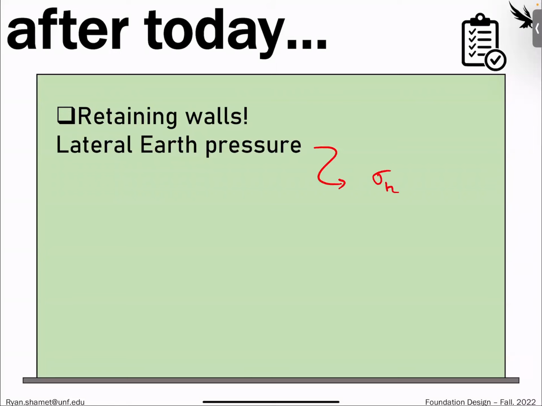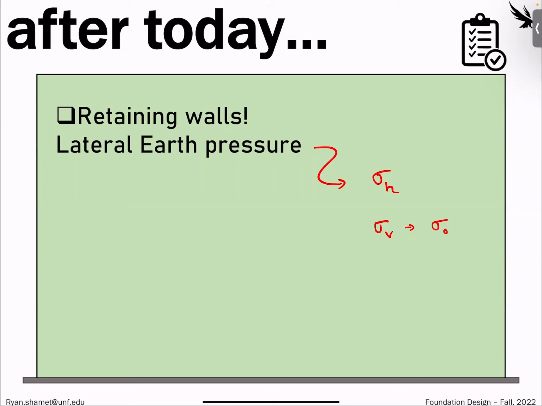sigma H, the lateral earth pressure, or horizontal earth pressure. Remember when we did the vertical, that would be our sigma V. Sometimes we just show this as sigma naught, which is the in situ total stress. And if you remember from geotech, the horizontal earth pressure is a function of this. Whatever the vertical is, an aspect of that is the horizontal. So as we increase the vertical, we increase the horizontal. But there's a certain factor.